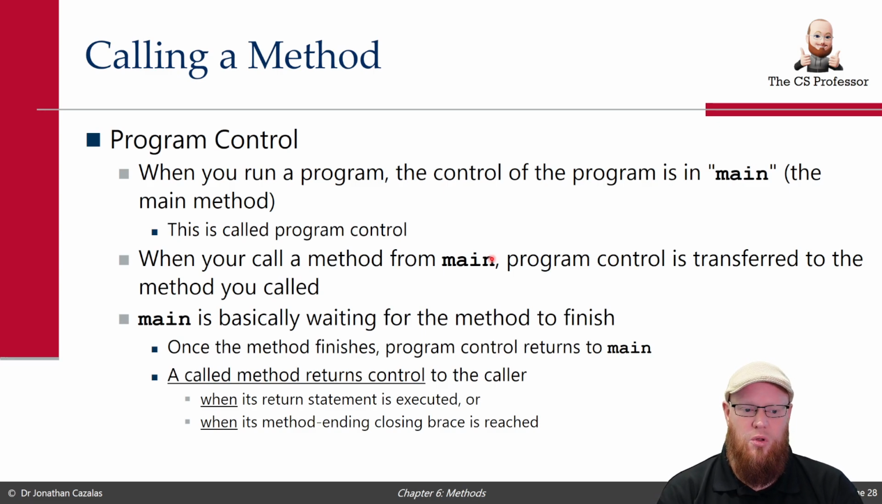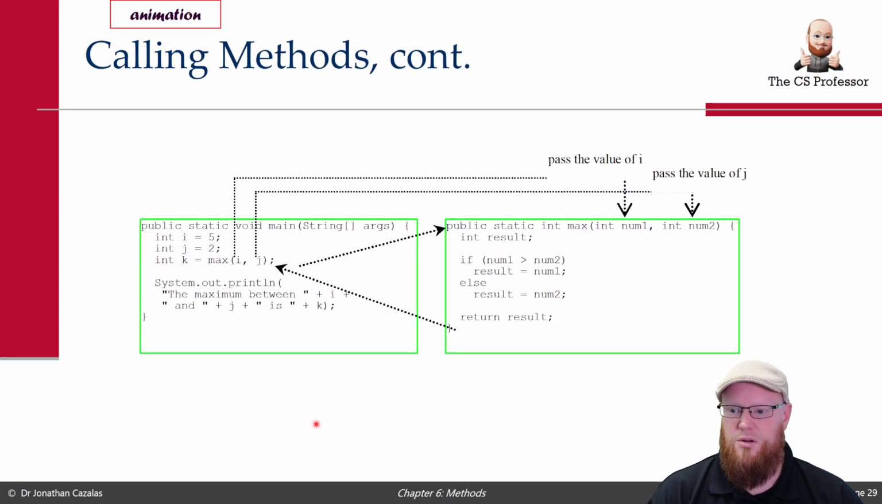That's called program control: program control leaves the method that you were in, such as the main method, and the control now goes to the method that is currently being executed. And a called method will return control to the caller in two circumstances. Either when its return statement is executed, at that point it will return control to the caller, and it's going to return whatever you're indicating should be returned. Or if it was a void method with nothing to return, program control gets returned to the caller when that final curly bracket is encountered.